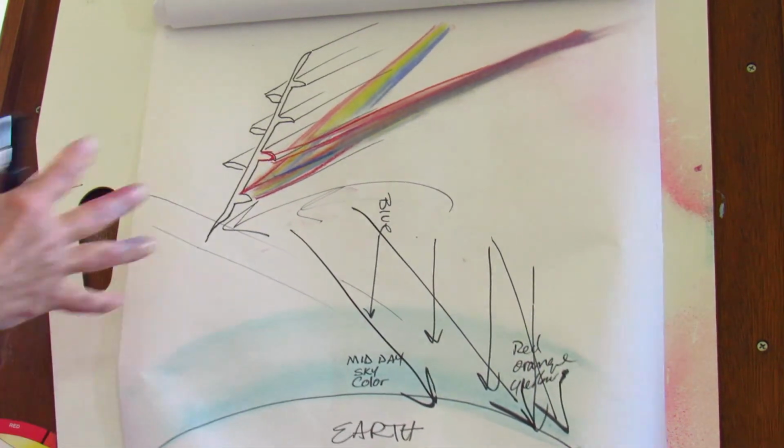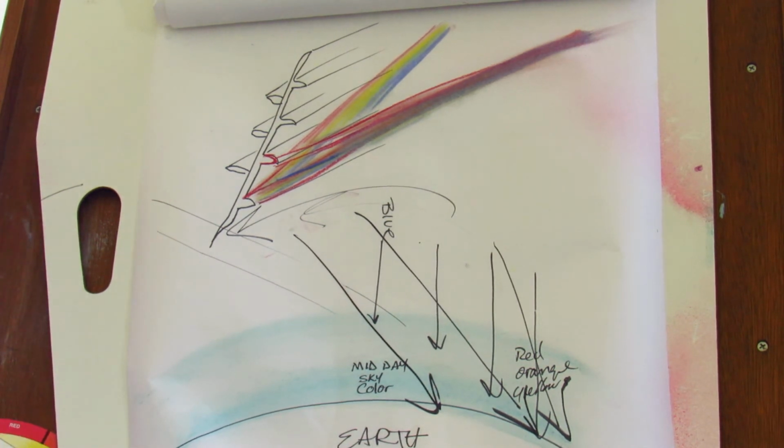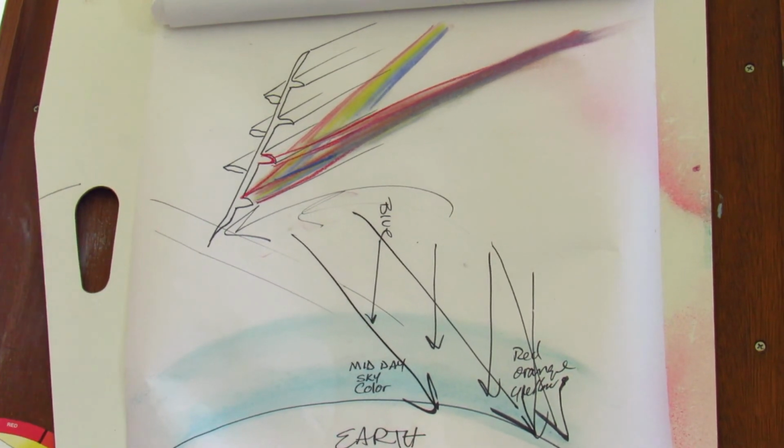So that's basically color theory. We're going to just stop it right here. In the next segment, we'll go into color names, how to mix them, and how to put them on a canvas.